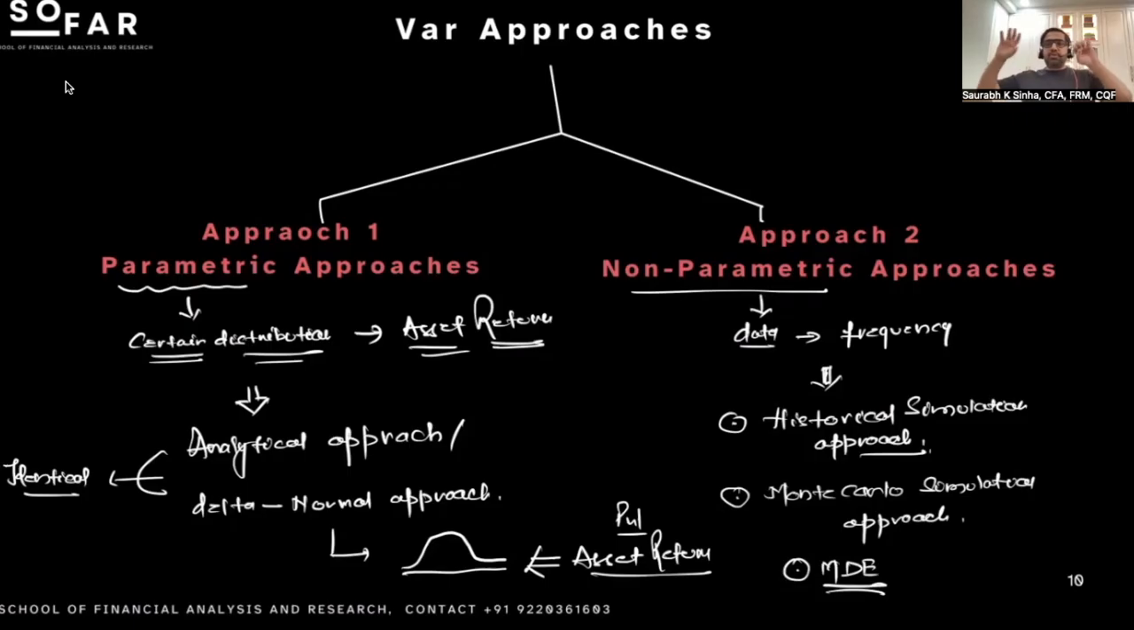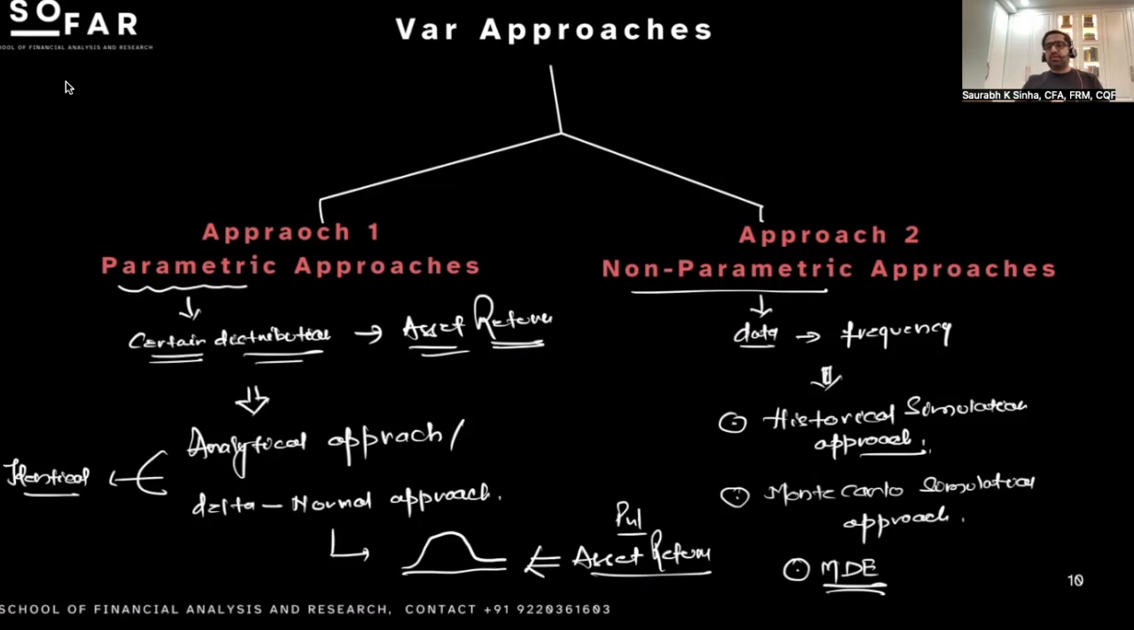So parametric approach, non-parametric approach. In the parametric approach, you have what? Analytical VAR, delta normal approach. What does it assume? Normal distribution. Then we have the non-parametric approach. The first is what? Historical simulation approach, which is the purest form of non-parametric approach. Then comes Monte Carlo simulation, and then multivariate density estimation, which some curricula do not consider as one of the non-parametric approaches. But in FRM Part 1, you have to consider it as one of the non-parametric approaches. Clear? We'll deep dive into each approach one by one.